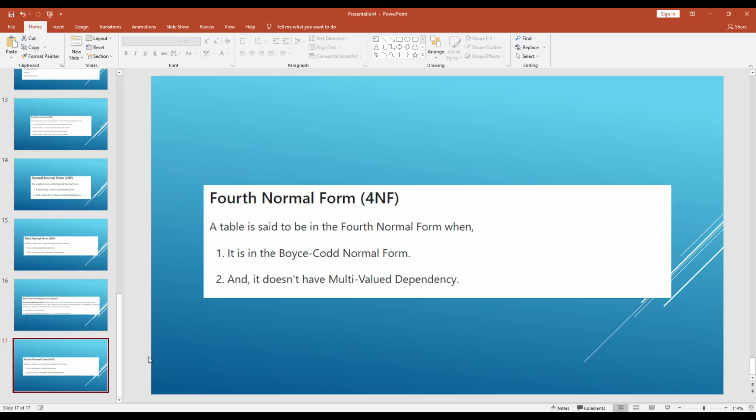What is fourth normal form in DBMS? Fourth normal form, 4NF, is a level of database normalization where there are no non-trivial multi-value dependencies other than a candidate key. It builds on the first three normal forms, 1NF, 2NF, and 3NF, and the Boyce-Codd normal form, BCNF. The table should not have any multi-value dependency.